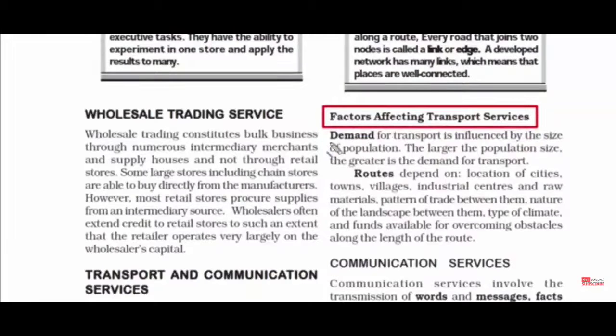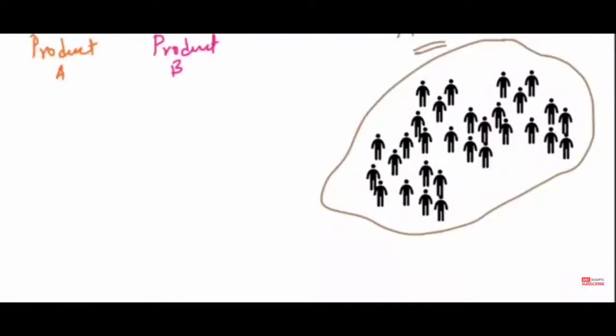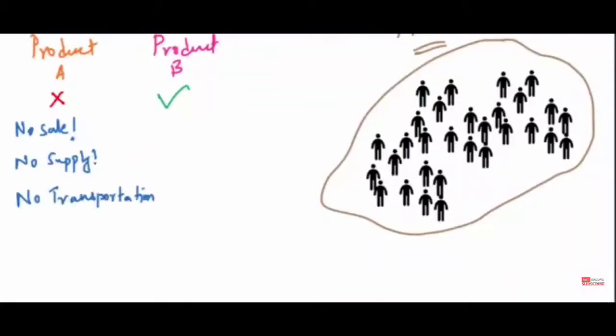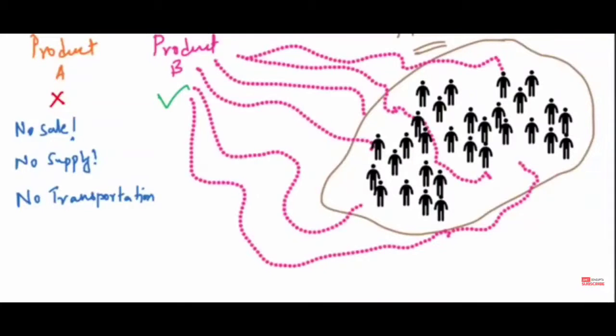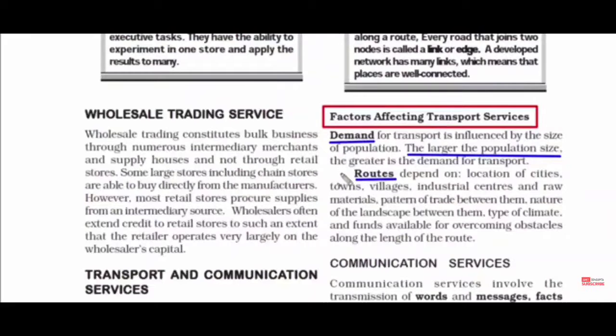So there are two things that affect transportation. One is demand and the other one is routes. Suppose there is no demand at a particular place. You can imagine this with anything. Keep any product or service and just imagine there is no demand for that product at a particular place. There will be no sale, hence there will be no supply. And if there is no supply, then there is no need for transportation. As simple as that. So the larger the population size, the greater is the demand for transport. Now coming to routes. It's easy to understand this.